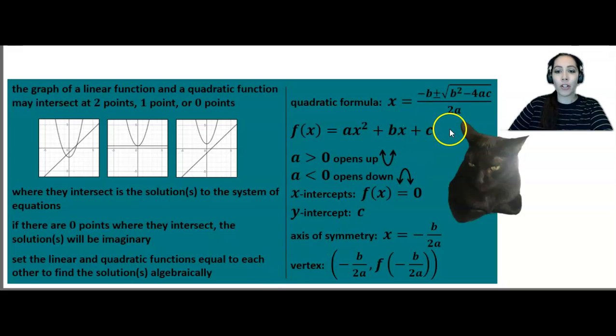Over here, we have the quadratic formula, which is x equals negative b plus or minus the square root of the quantity b squared minus 4ac all over 2a. We also have f of x equals ax squared plus bx plus c form. If a is greater than 0, it opens up. If a is less than 0, it opens down. X-intercepts are when the function of x equals 0. Y-intercepts are c. The axis of symmetry is x equals negative b over 2a. And the vertex is negative b over 2a, comma, the function of negative b over 2a.